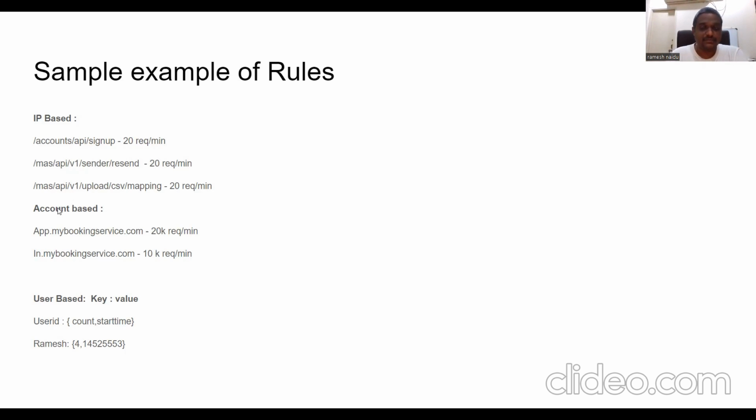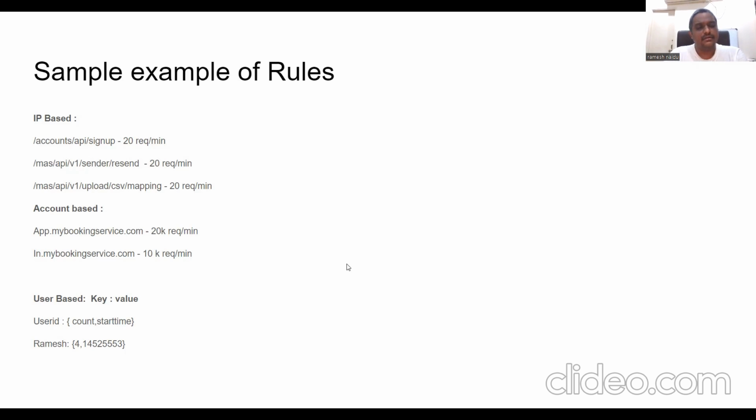And similarly for user base, I have a specific use case where I want more throttling for some of the user IDs. They have some extra privileges. So I can say user based in the key value format, where it says user ID, count, and start time. So I say Ramesh has a max of 4 requests per minute, and the start time is the timestamp. We keep on updating the timestamp so that the difference is never more than a minute. In a minute, Ramesh always has access to 4 requests. So this is user base. So we have these different ways where we can configure our rules. I'm just giving you an overview of how the rules can be configured.